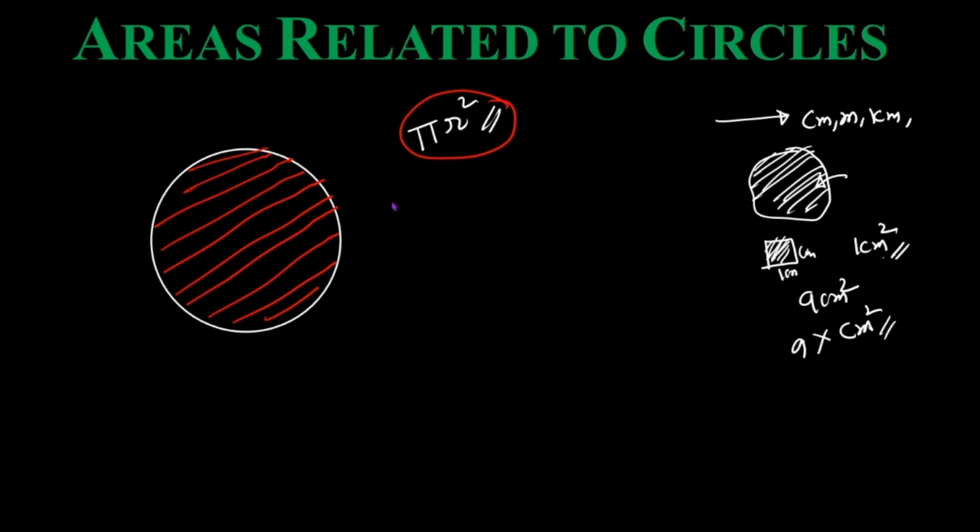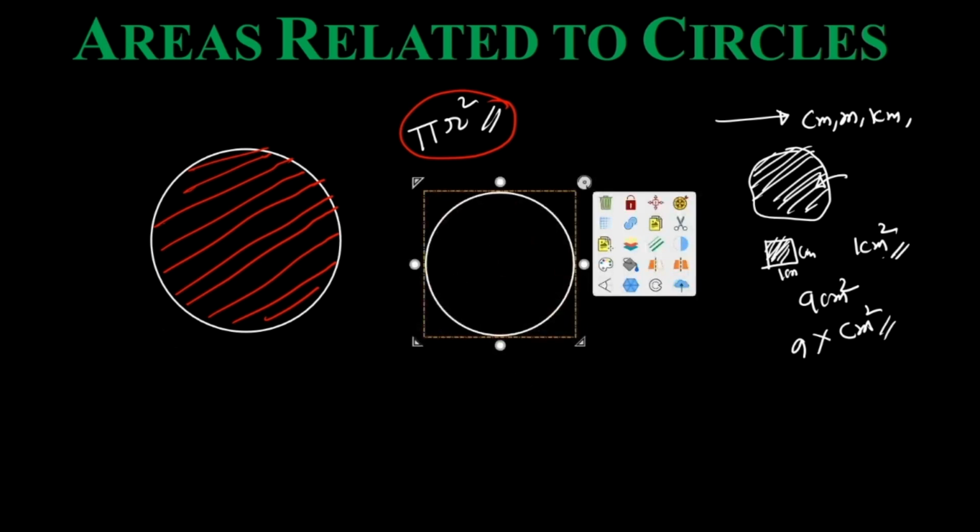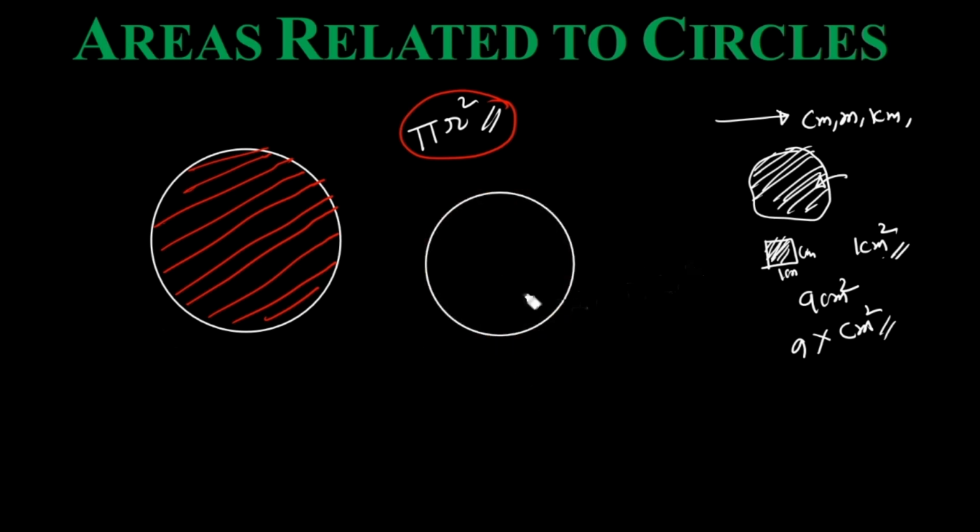Now, what else is related to the circle? One is this area, and there are infinite possibilities of areas related to the circle. For example, this is a circle, and if there is another circle intersecting it, then there may be a common area between the two circles. This is one possibility.